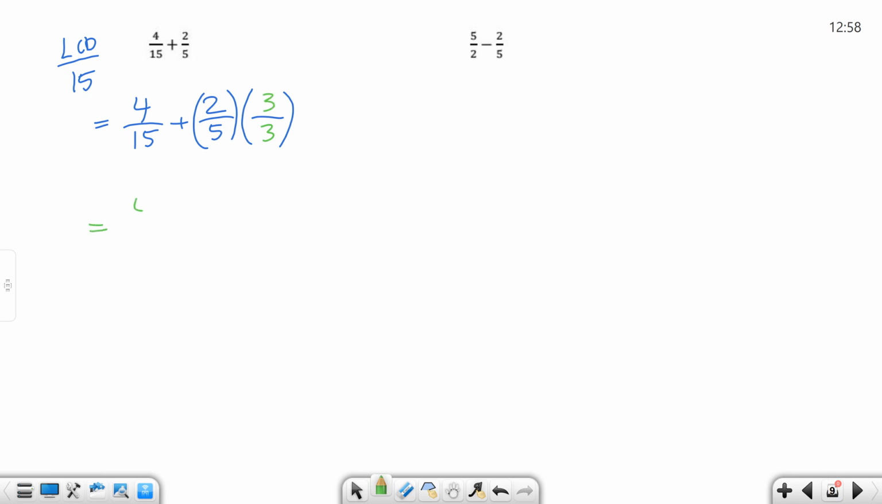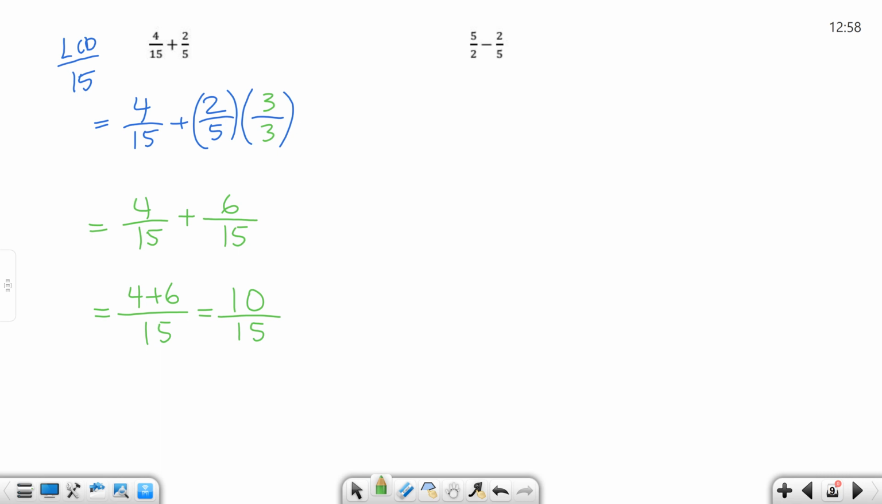So this is going to end up being 4 over 15 plus, and then I multiply. 2 times 3 is what? 6 over 5 times 3. The whole reason I did it was to get what? 15, right? I want identical denominators. And your LCD doesn't have to be 15. It just is on a couple of the ones I've done so far, right? So here, this is going to be 4 plus 6 over 15, which is 10 over 15.